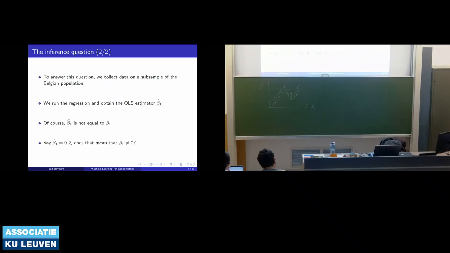Now the main question is statistical uncertainty. If I find, for instance, beta 1 hat is equal to 0.2, does that mean that I can confidently conclude that the true beta 1 is non-zero?